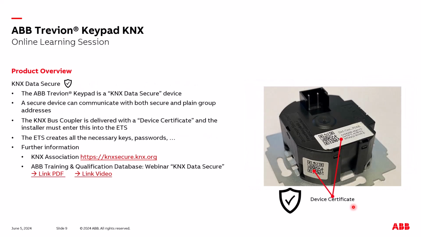Some words about the so-called data secure capability of the components. You know that we are continuing now with components which include also data secure, so secured communication on the KNX bus cable, also available for the Trevion range. So it's possible to have secured communication, but still the plain, non-secured group addresses can also be assigned to be compatible with any other non-secured components. And on each device, on each bus coupler, we have this device certificate. It's a QR code, can be scanned with a camera or your smartphone, but also the code itself. And this has to be entered later in the ETS for commissioning, and then you have a secured communication.